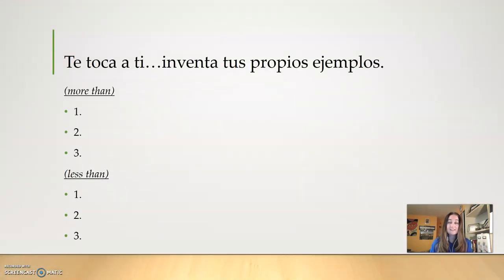Te toca a ti. It's your turn. Go ahead and pause the video to take a moment to make up your own examples. Inventa tus propios ejemplos. Pause now.